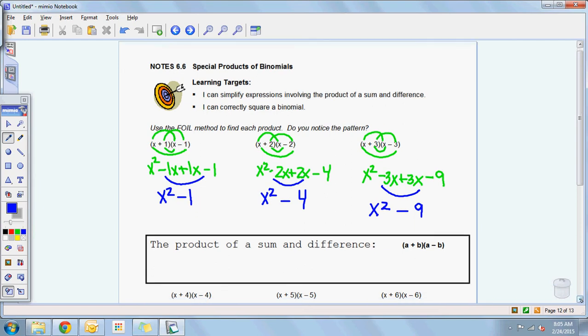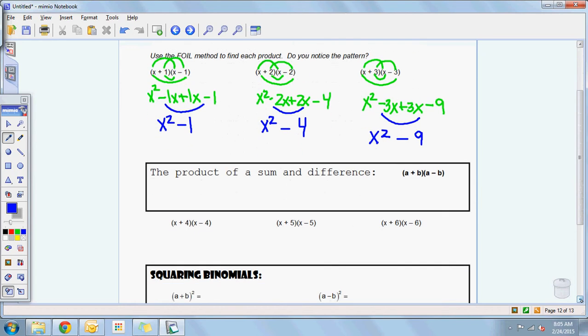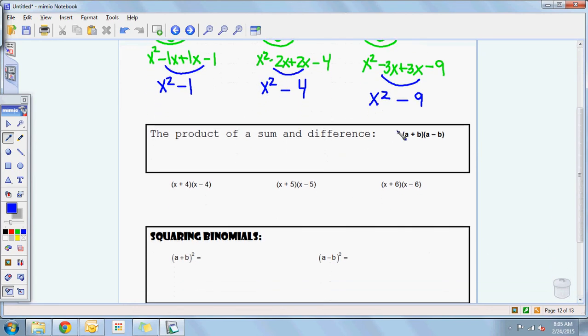So basically, this is the format that you're looking for. We have a plus and a minus, same term first, same term last. That's when this works. That's the only time. So let's see if we can solve these ones using the shortcut. We know that the outer and the inner are going to cross out.